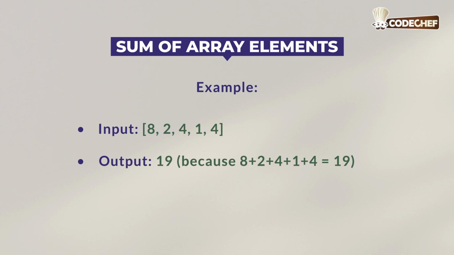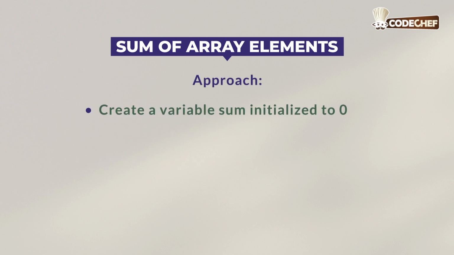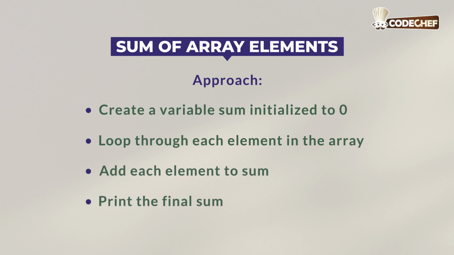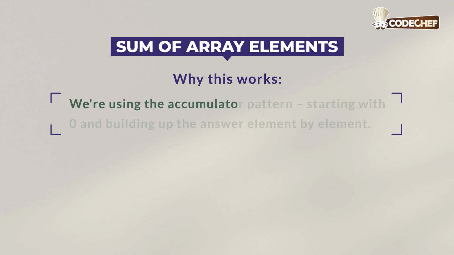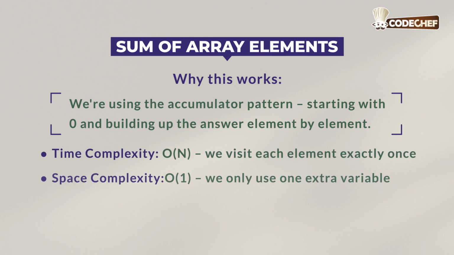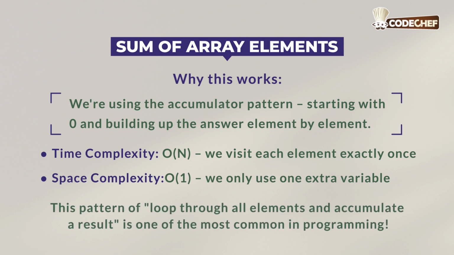Now let's look at the approach. First we create a variable sum initialized to 0, we loop through each element in the array and add each element to the sum, and then we print the final sum. Why this works is we are using the accumulator pattern, starting with 0 and building up the answer element by element. The time complexity is going to be O(n) and the space complexity is going to be O(1). This pattern of looping through all elements and accumulating a result is one of the most common in programming.